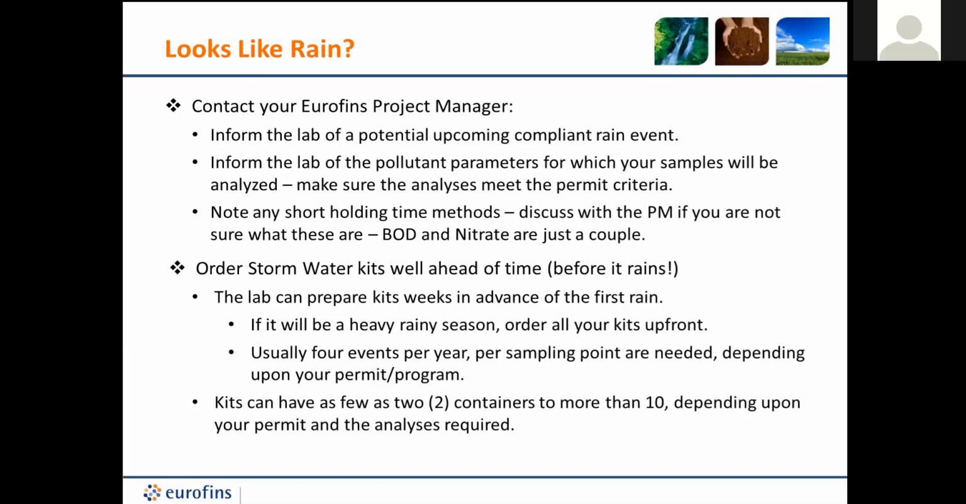Yeah. And that kind of turns into this slide, quite honestly. Contact your project manager. Let them know you might have a compliant rain event coming up. Let them know the pollutant parameters and whether you need RLs or MDLs. You know, make sure the permit criteria is being met. And let us know if you do have short holding time methods on your projects and on your permits. We want to know that.